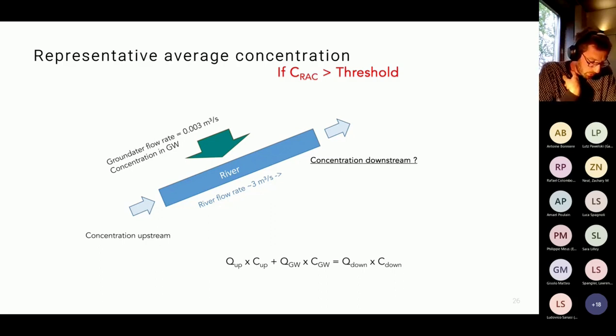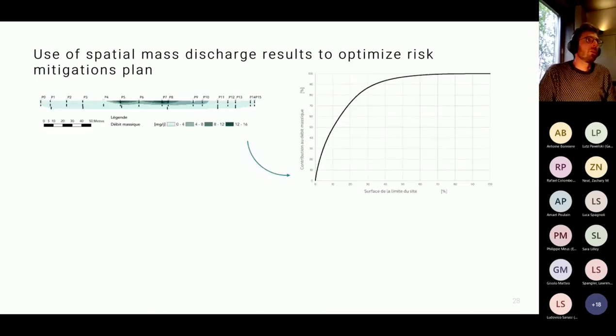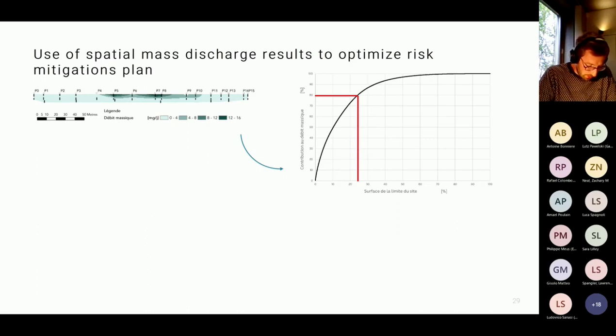So we had to keep the monitoring plan on. That was the bad news. But the good news was that we were able to optimize this monitoring plan. Since we know the main discharge point, we can target this area in the monitoring. So what we can do is draw a line, and this line is the cumulative contribution to the mass discharge. It tells us that if you want to monitor 80% of the total mass discharge, you only have to keep an eye on 25% of the control plane.